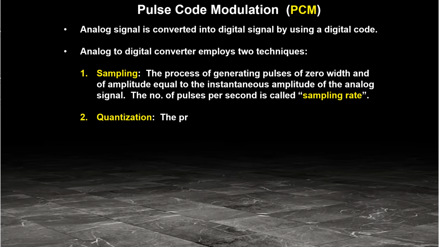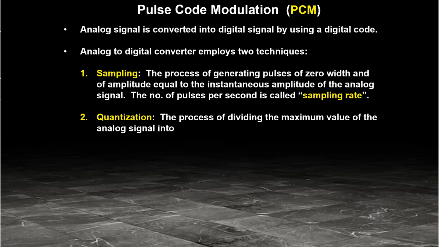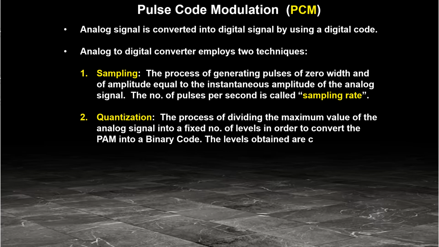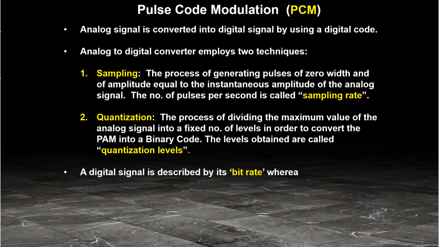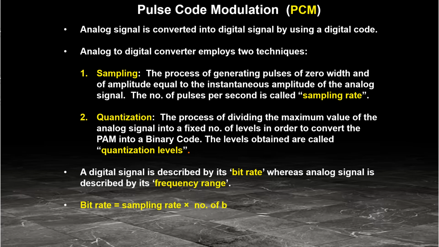Quantization, the process of dividing the maximum value of the analog signal into a fixed number of levels in order to convert the PAM into a binary code. The levels obtained are called quantization levels. A digital signal is described by its bit rate, whereas analog signal is described by its frequency range. Bit rate equals sampling rate times number of bits per sample. Sampling, quantization and coding.